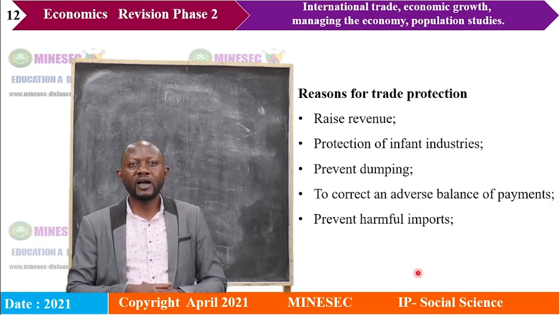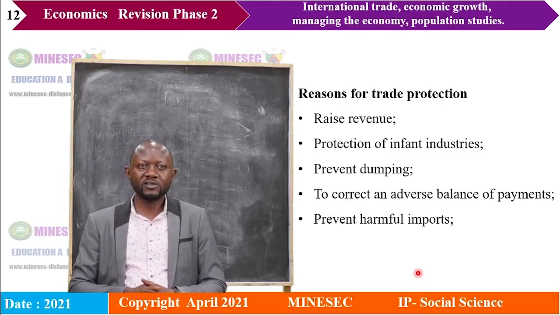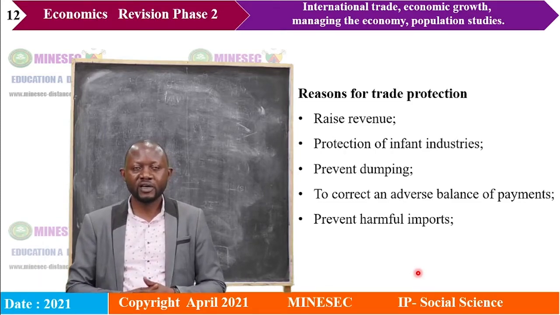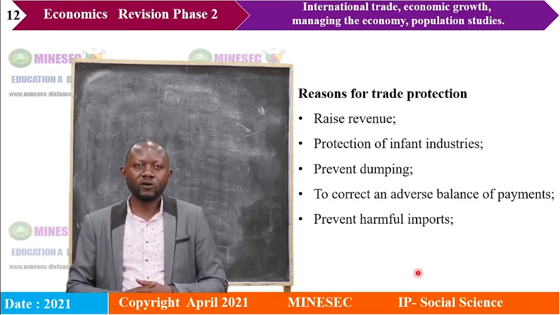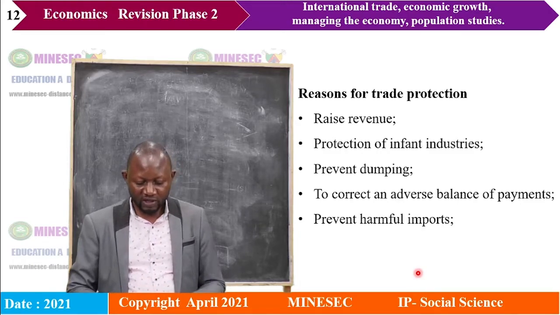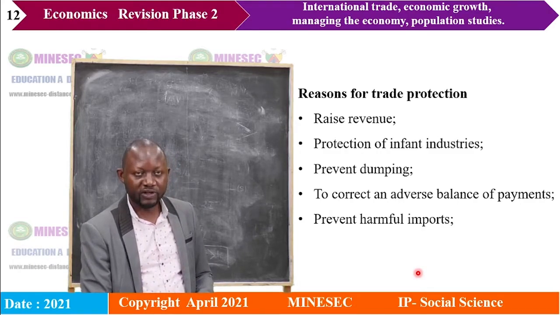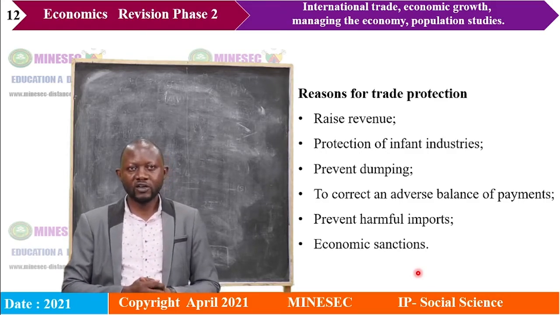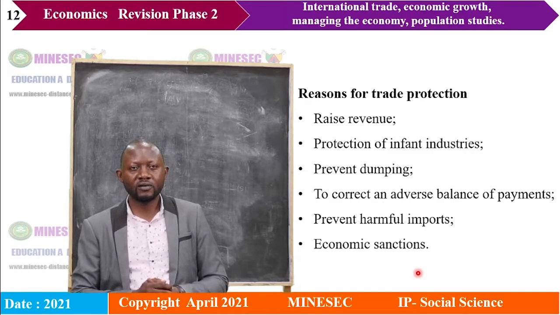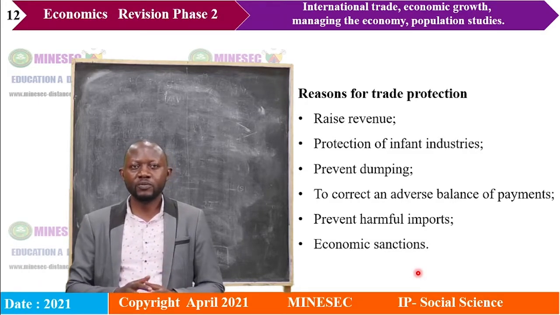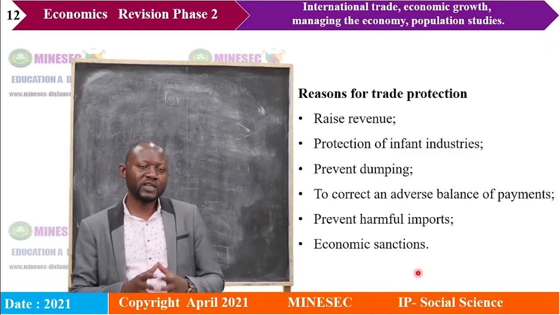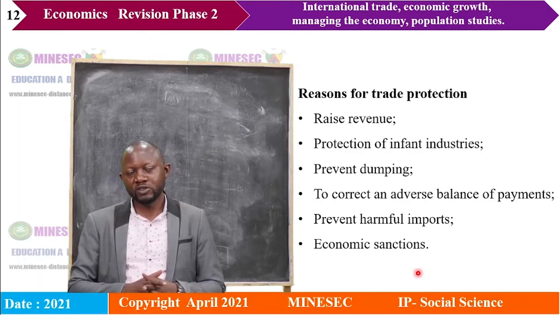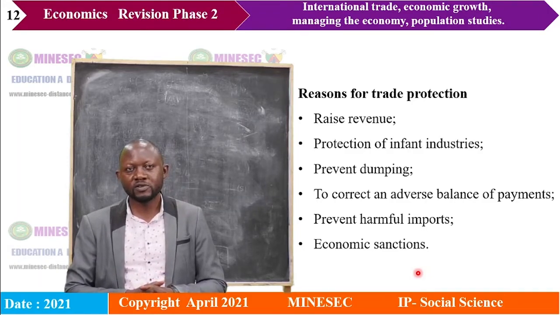We talk of preventing harmful imports. Because of the importation and consumption of harmful imports, we already cited examples like dangerous weapons and drugs, the government might equally want to restrict trade. Finally, we look at economic sanctions. At times, trade barriers are imposed as sanctions on particular countries that do not want to cooperate with the international community. Most often, the sanction will be in terms of an embargo.